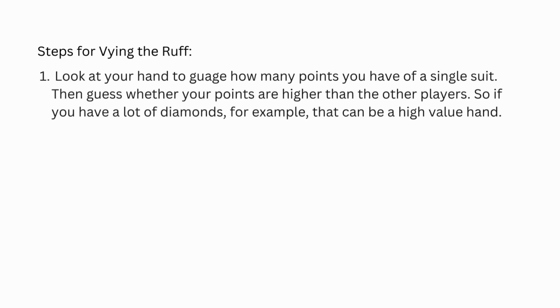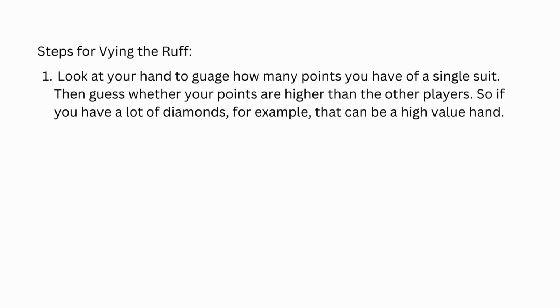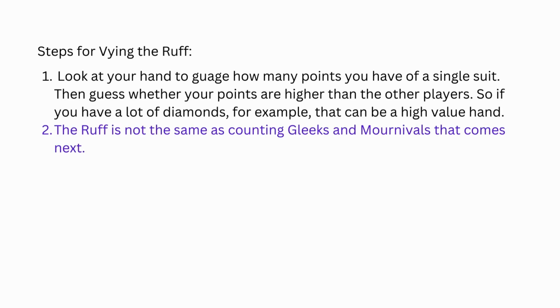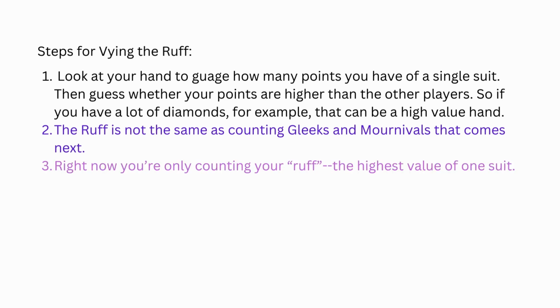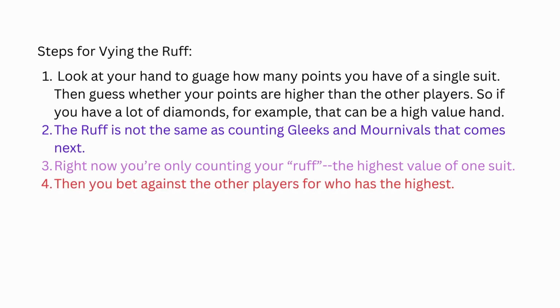Now, at the start of the game, a certain amount is agreed upon as the basic stake for the vying the rough phase of this game, which means everybody has to put in a certain amount. Generally, it's 2 pennies. Then it goes in a circle of saying, do you want to vie the rough? If you do, you say, I'll vie the rough, and you raise the stake by choosing some larger amount of money to say, I think I have the highest rough in my hand.